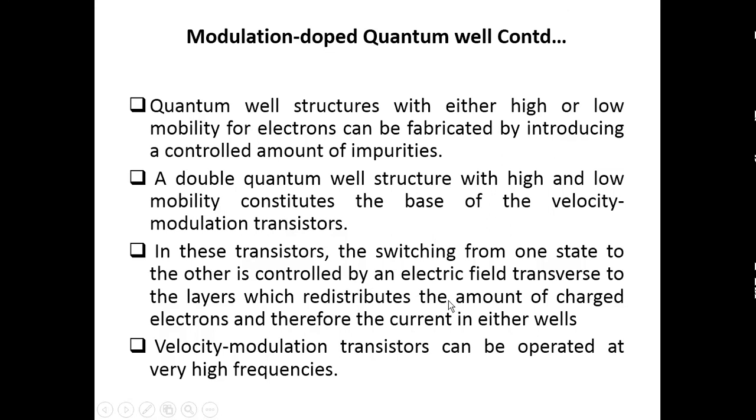Transfers to the layers means an electric field is developed, or controlled by an electric field produced, that transfers to the plane of the interface between the junction, and transfers to this interface between the layers, which can redistribute the amount of charged electrons. Already the electrons crossing over here form the inversion layer. In that inversion layer, the number of electrons can be controlled by this particular electric field that we have already discussed earlier. Therefore, the current in the well can also be controlled.